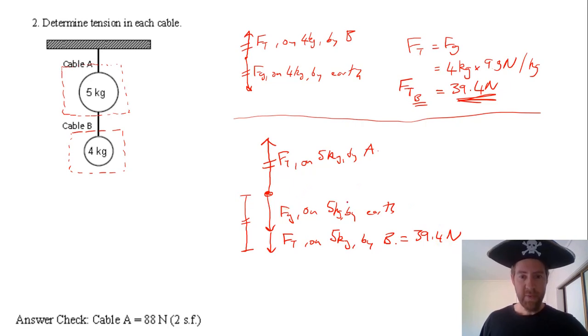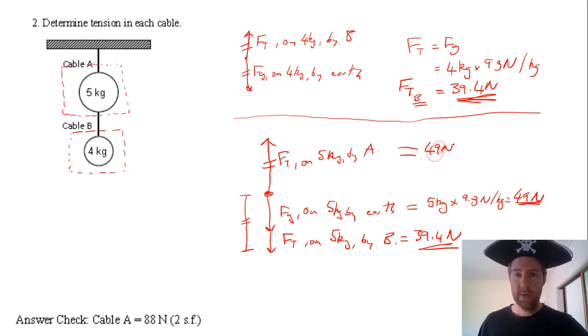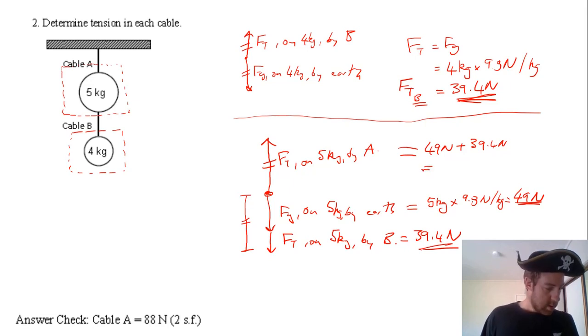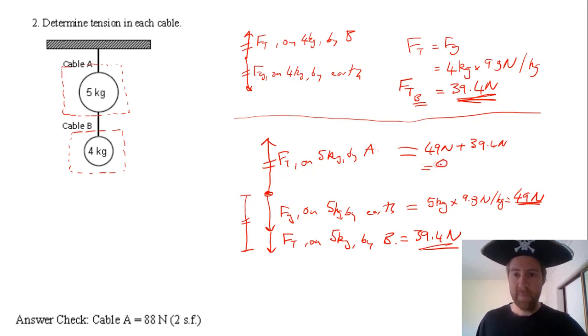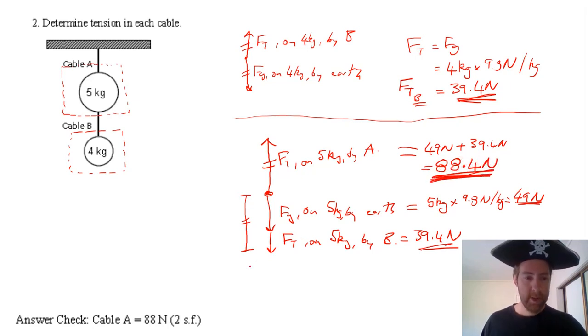We can work out the gravity force on the 5 kg by the Earth because that's equal to 5 kg times 9.8 newtons per kg, and that equals, we've worked this out before, 49 newtons. So if I add both of these together, it's going to give me this one. 49 newtons plus 39.4 newtons, and that equals 88.4. Good. And it tells us here, answer check, cable A is 88 newtons to 2SF.